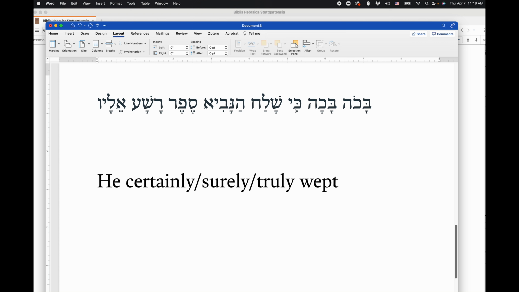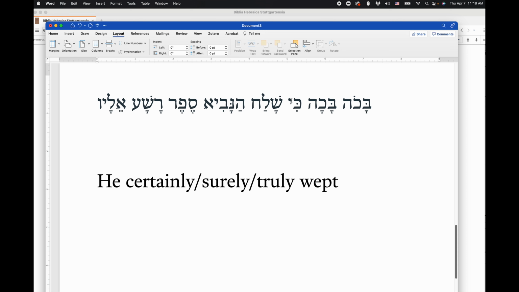The other important sense is that content sense. And usually if you're going to translate key when it's marking content, you would translate it that. So he said that such and such. So that would be the other one. But oftentimes when key is indicating content, we don't translate it at all.